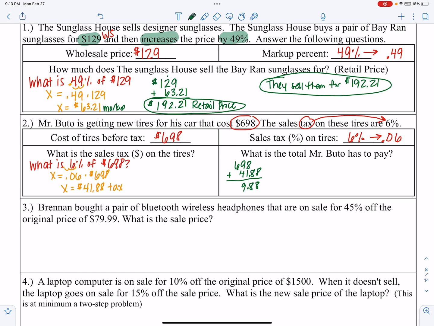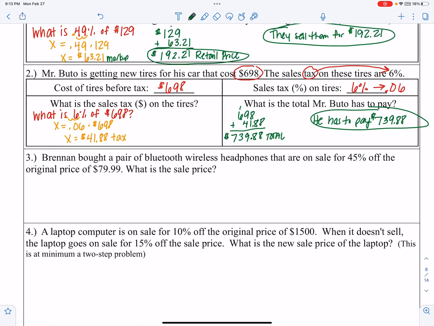And so we have a total price of 739.88. So pretty expensive tires. And this is our total price. So what is the total Mr. Buto has to pay? He has to pay $739.88. Okay. All right, next one.